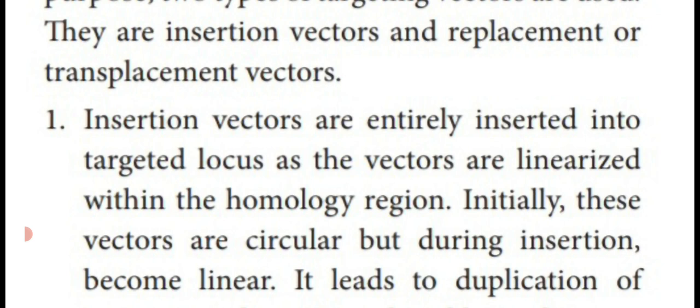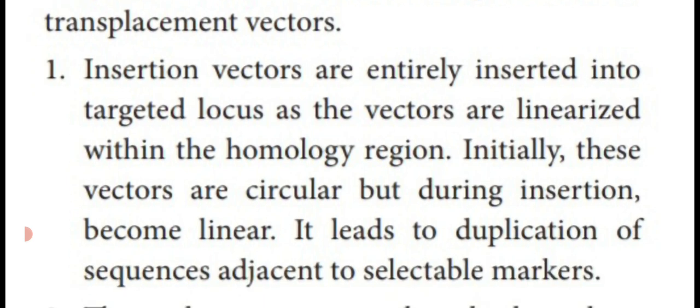These vectors are arranged in the linear position within the homology region, that means similar position of the gene region. Initially, these vectors are circular in shape, but during the insertion process, they are modified into linear. Normally, vectors are circular in shape. You already studied different types of vector, isn't it? But after the insertion of this vector into the particular locus of a gene, they are modified into linear position.